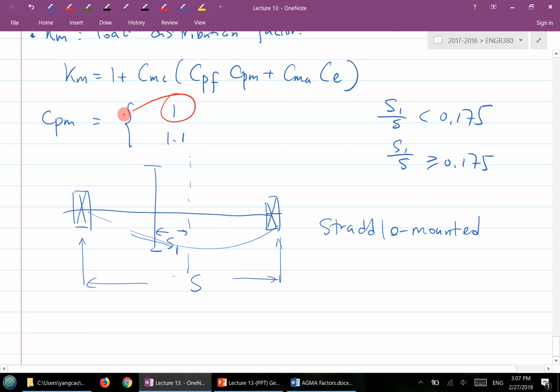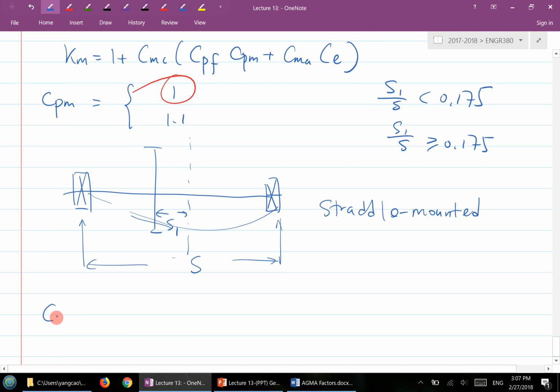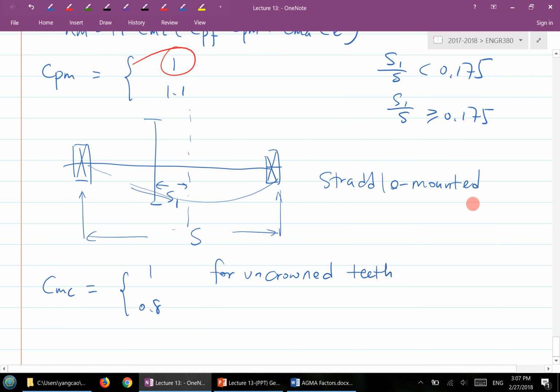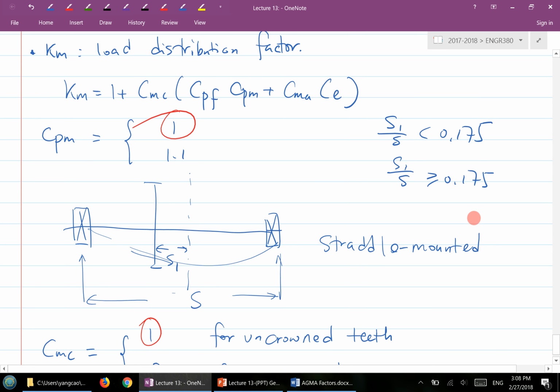And the CMC has something to do with the processing of the gear surface. If it's uncrowned, so basically nothing processed, you use 1. If it's crowned, you use 0.8. Again, we're going to use 1 for simplicity. So CMC will be 1, CPM will be 1.